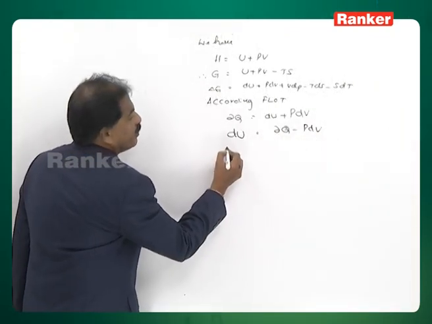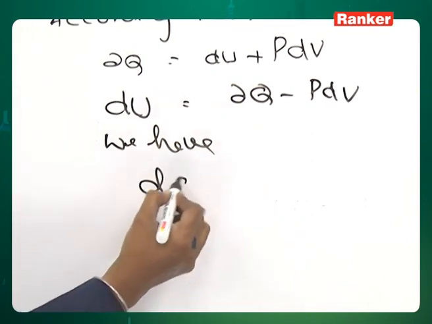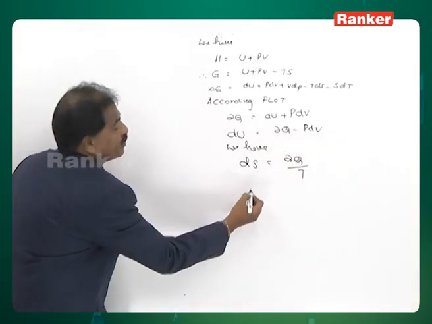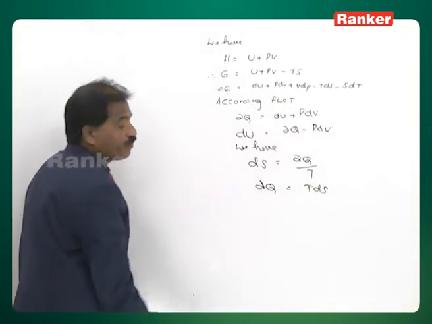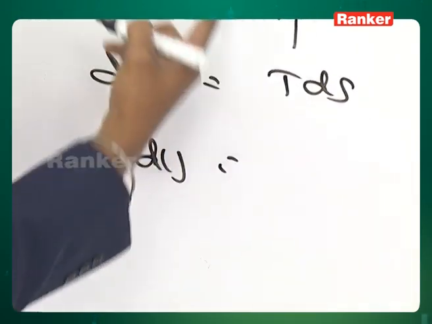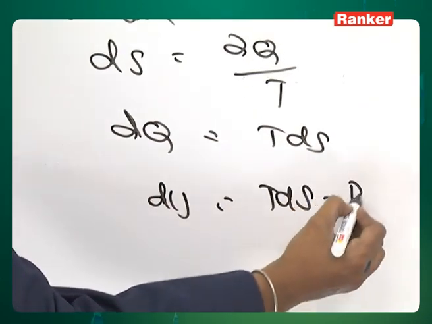Next, we have one more formula about the entropy. The entropy change is equal to dq upon T. Therefore, dq is equal to T dS. Therefore, dU is equal to, in place of dq we can substitute T dS, T dS minus P dV.